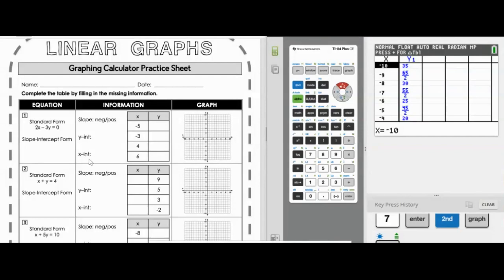In order to find your x-intercept, you're going to want to use the 0 menu. To find the 0, remember, you're going to need to put your cursor on the left, then put your cursor on the right, and then guess by hitting enter.